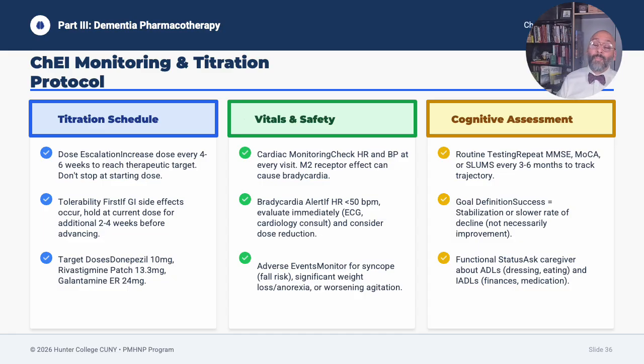Now, given all those complications, there are some people who will not start patients on these medications because the bang for the buck to some is not worth it. The risk of syncope and falls and polypharmacy and weight loss and anorexia may not be worth the plateau that we're trying to create. But that's a counseling and discussion decision.